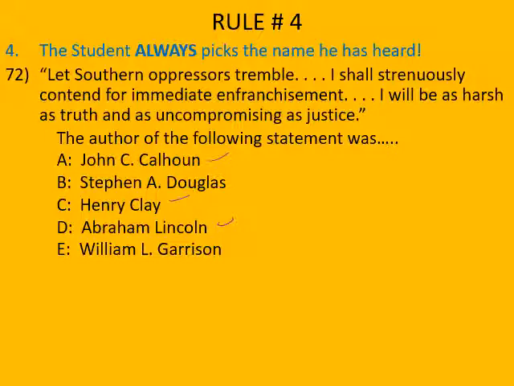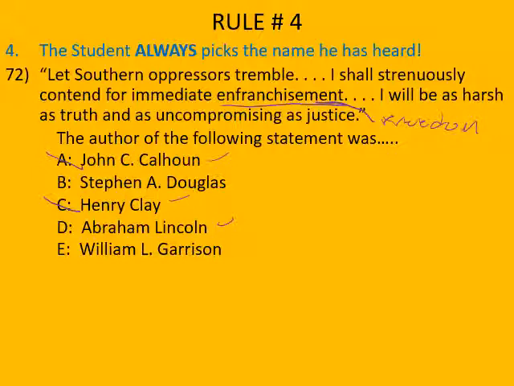Let Southern oppressors tremble. So we're saying, oh, this guy must be from the North. If you know anything about John C. Calhoun, which you probably don't yet, you know he's not from the North, so he can be out. We also know that Henry Clay is not from the North. He's from Kentucky, so he can be removed. I shall contend for immediate enfranchisement. Enfranchisement means freedom. We're getting closer. I'll be harsh as truth and uncompromising as justice. Okay. So, we've got 3 choices left.